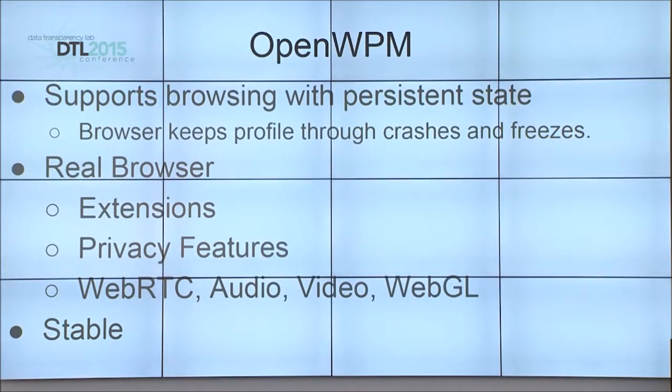And like I said, we're using Firefox for a reason. We want to be able to test extensions, for example. How well does Ghostery fix the problems that we're studying? We want to be able to test the browser's own privacy features, as well as have support for all of the new APIs that are coming out. For example, PhantomJS may not fully support WebGL, HTML5 audio and video, but having a real browser, you'll have support for that.